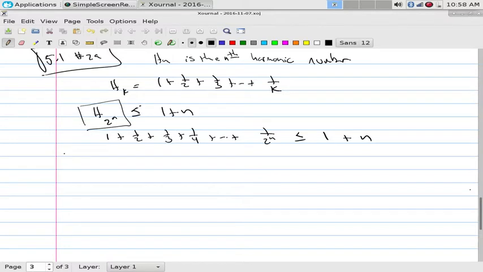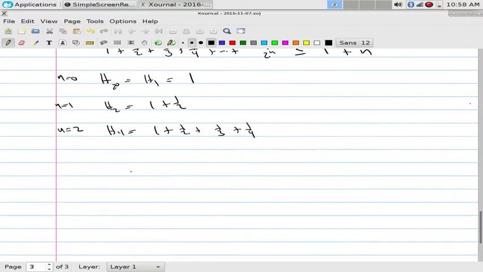So what we're going to study, say at n equal to 0, H of 2 to the 0, which is simply H1, is simply 1. But for n equal to 1, that's H2, which is 1 plus a half. But for n equal to 2, that's H4, 1 plus 1 half plus 1 third plus 1 fourth. And then for n equal to 3, we have H8, which is 1 plus 1 half plus 1 third plus 1 fourth plus 1 fifth plus 1 sixth plus 1 seventh plus 1 eighth.